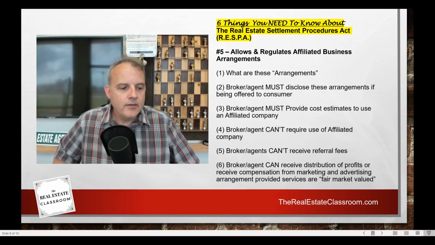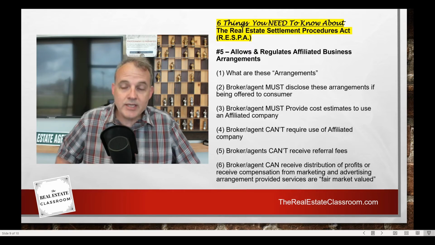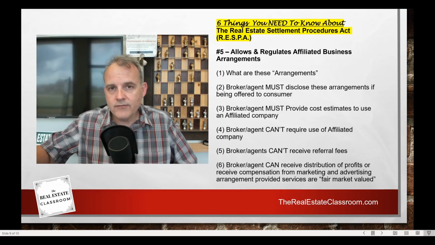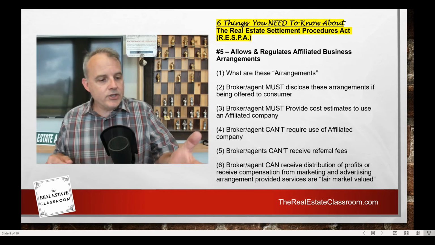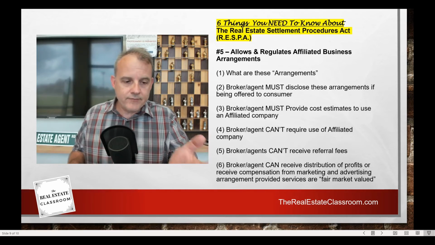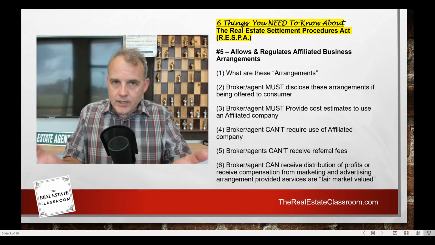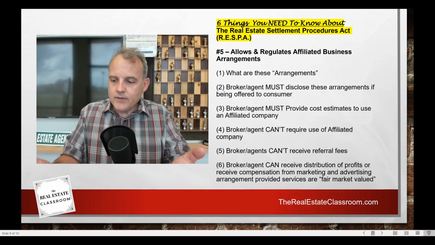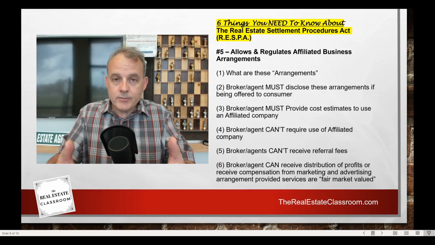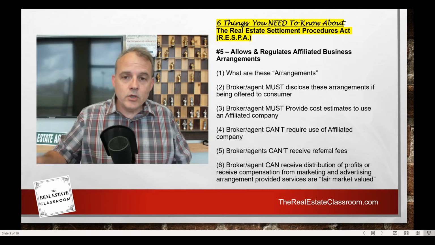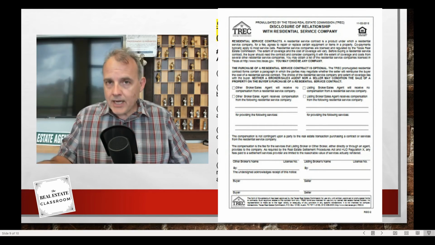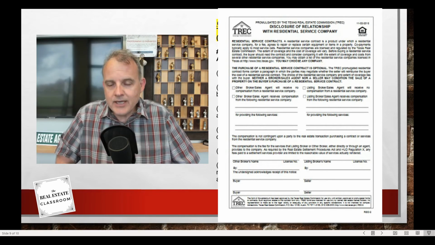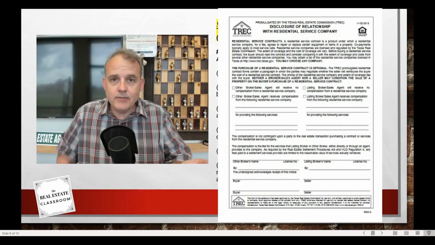Number 1, the agent or the broker must disclose in writing the arrangements, these business arrangements that the agent or the broker is offering their buyer. So if an agent at 12th Street Realty is referring their buyers to A1 Mortgage Company, and the broker of the real estate company and the owner of the mortgage company have a business arrangement or a business agreement, then a disclosure must be given to the buyer. It has to be in writing. It's called an affiliated business arrangement. That's what it's called. It's an actual document. It has to be in writing.